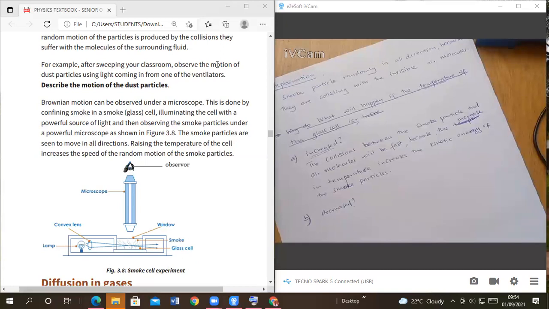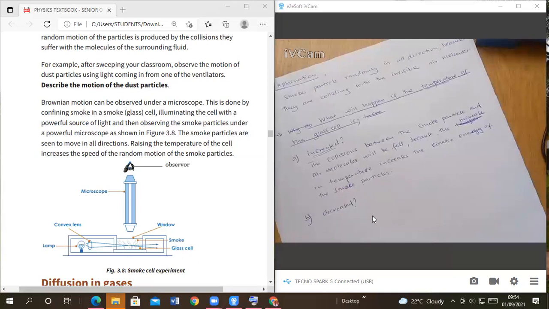Will be slow, correct? Because the decrease in temperature decreases. Tracy, that is right. In fact, as someone said, the opposite of this is the answer. So Tracy, thank you very much.